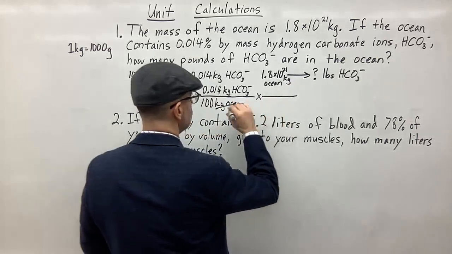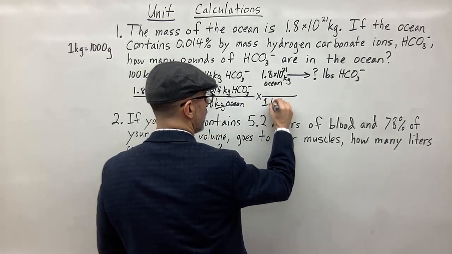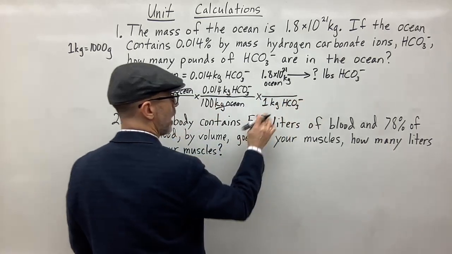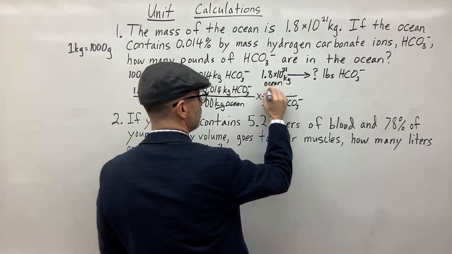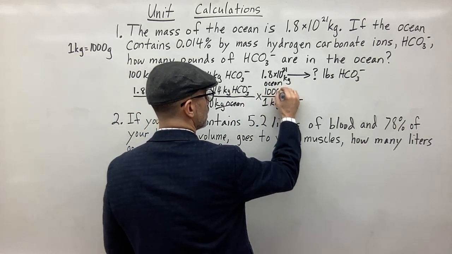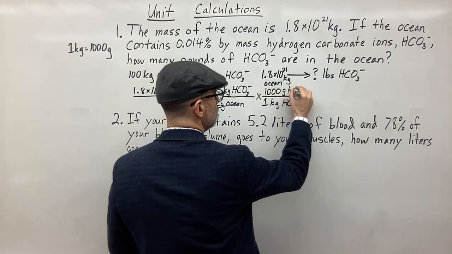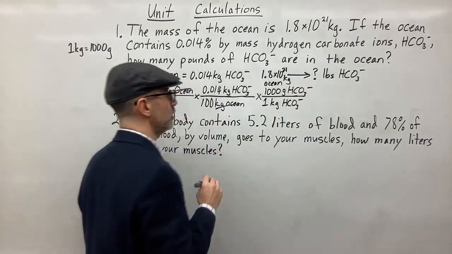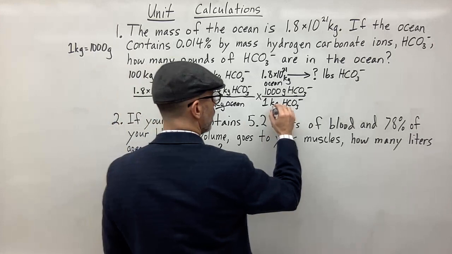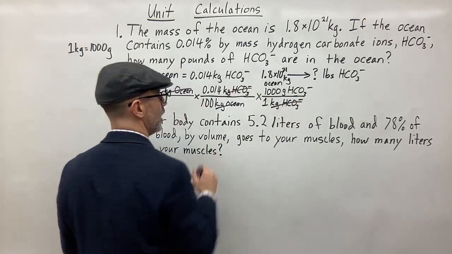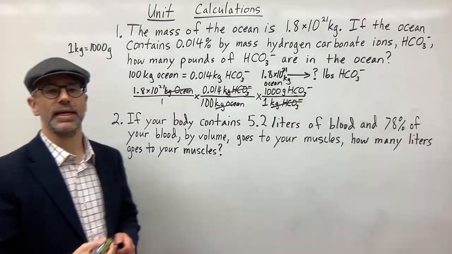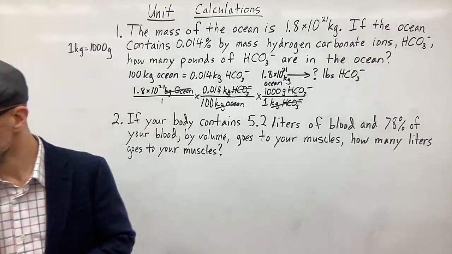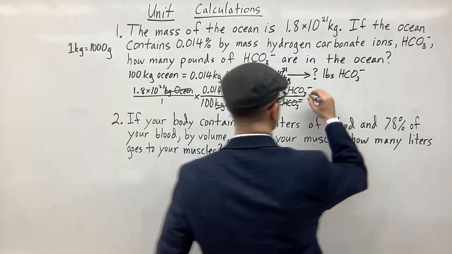Okay, so 1 kilogram HCO3 minus goes on the bottom to cancel out kilograms on top. And then 1,000 grams of HCO3 minus goes on top. So kilograms cancels out. Now I have grams. Now I can use the relationship between grams and pounds.